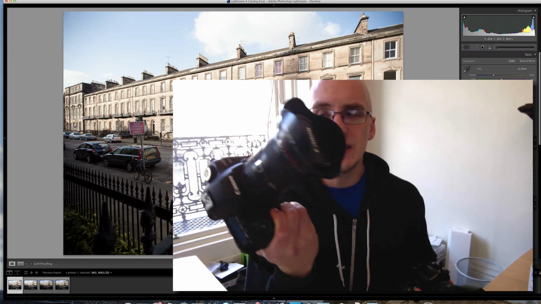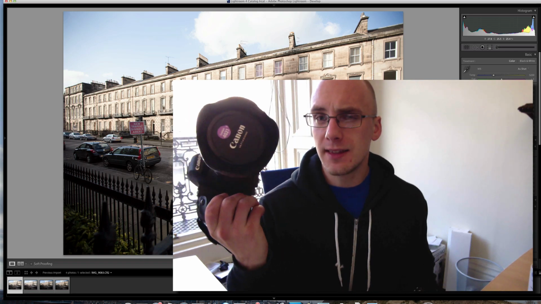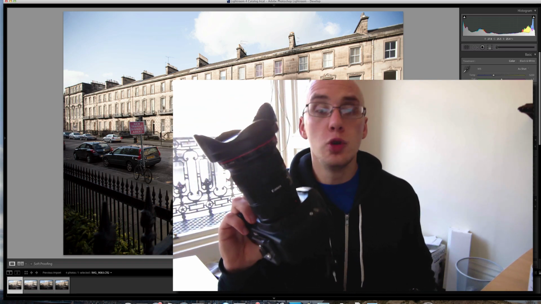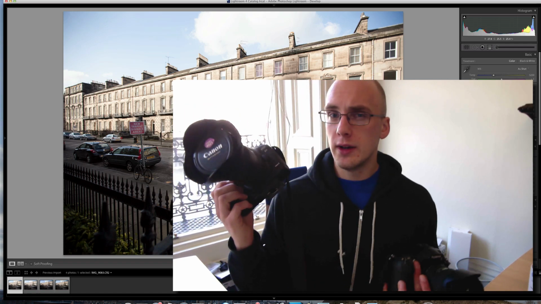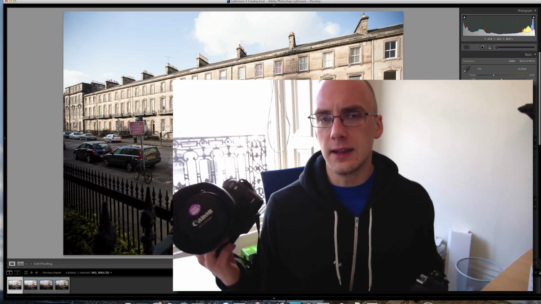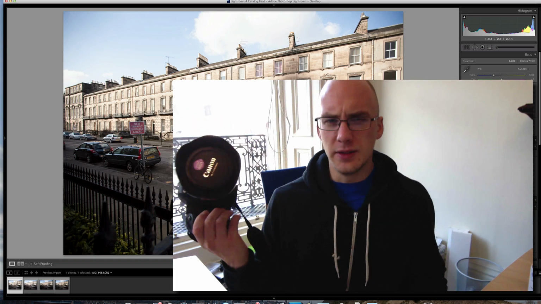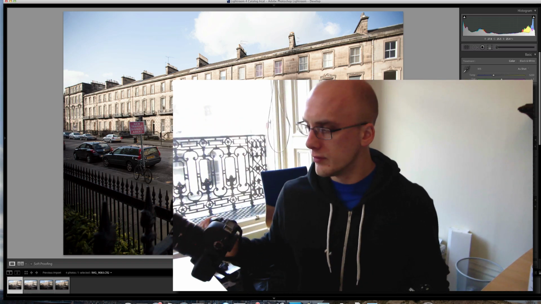One is the professional grade 16 to 35 L series lens, f2.8. So ultra wide angle, about as wide as you can get on the Canon full frame. And it's about 1,000 and something pounds for that lens.